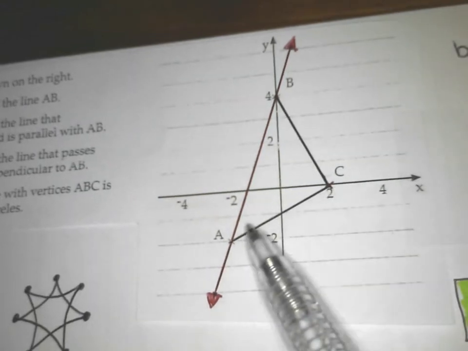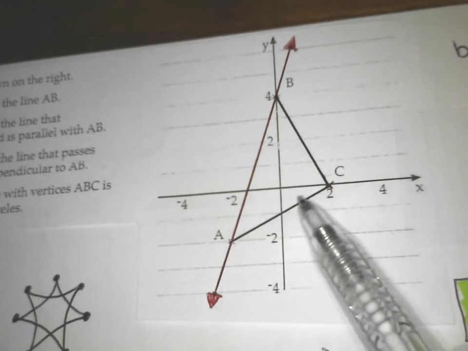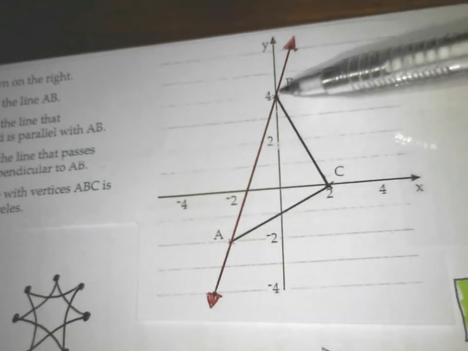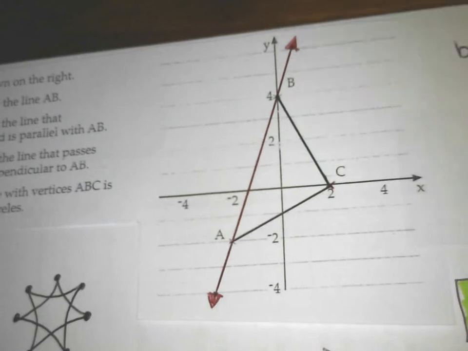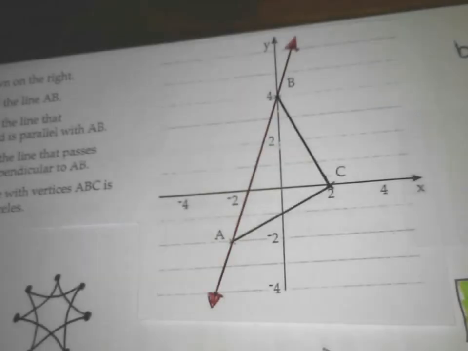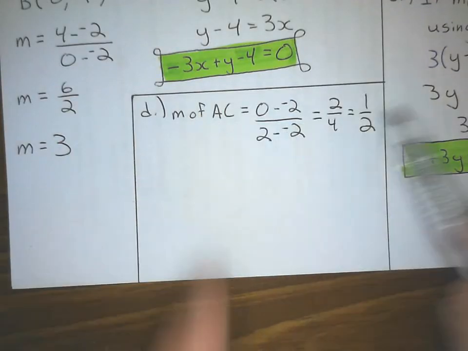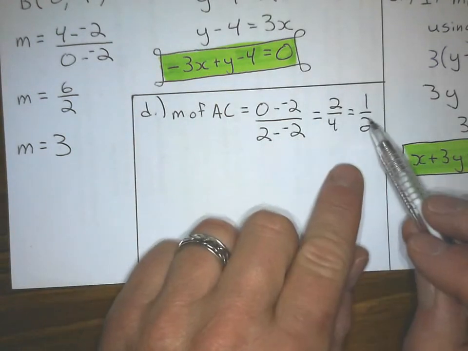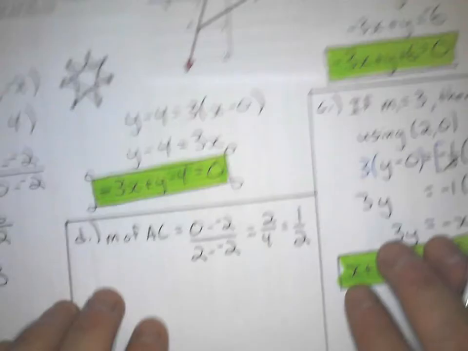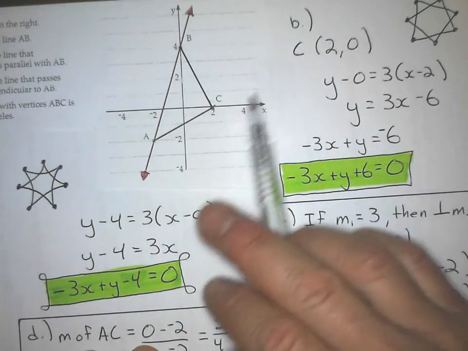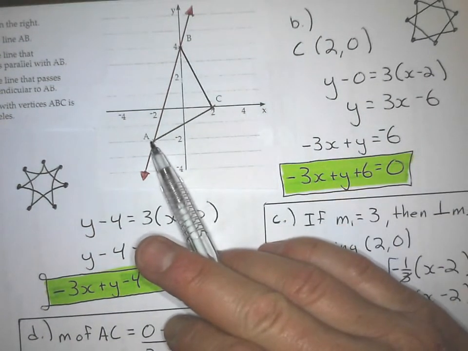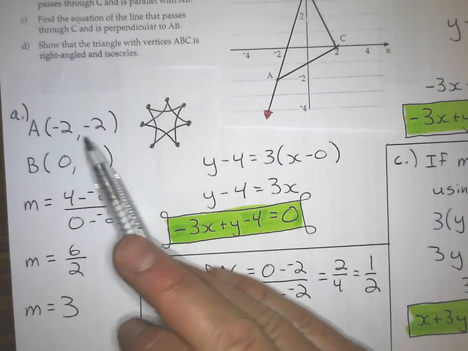Okay, so the first thing I'm going to do is find the gradient of AC, and I'm going to find the gradient of BC, and I'm going to see if they multiply to get negative 1. So let's try that. Okay, so for the gradient of AC, I get 1/2. And remember the coordinates I used, C is 2, 0, and the coordinate for A is negative 2, negative 2.